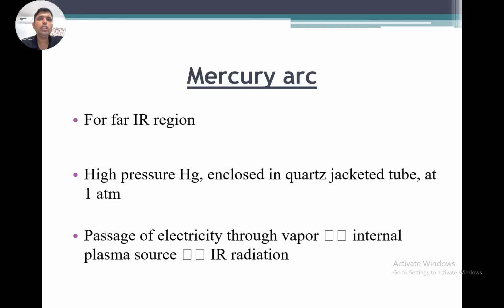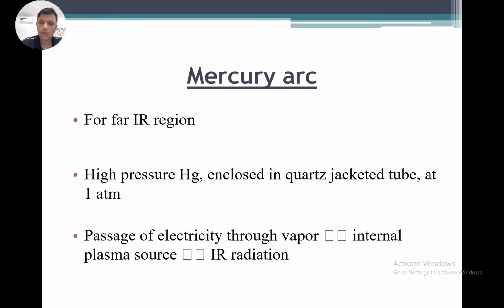When an electric current is passing through the mercury vapor, it becomes excited and forms an internal plasma source. In this plasma state, mercury atoms are energized and they drop to low energy levels, so they emit radiation that includes the far IR range. This source is known for producing intense, stable radiation, making it suitable for IR measurement.